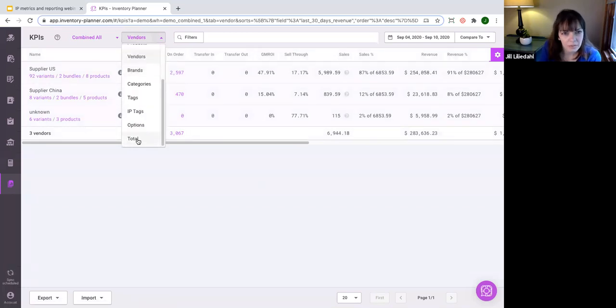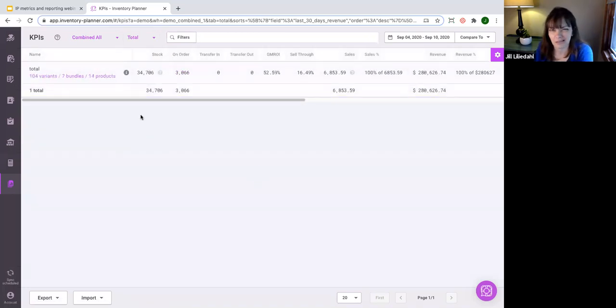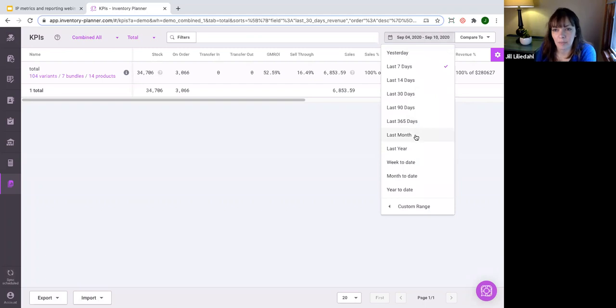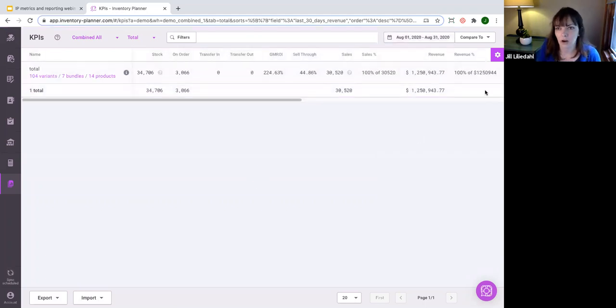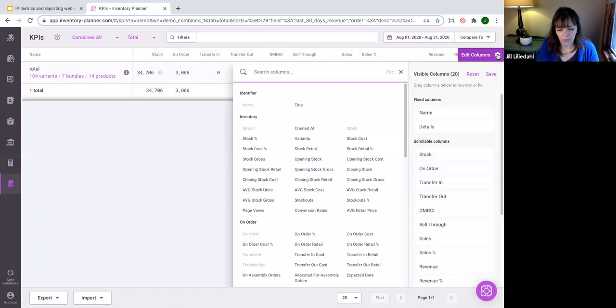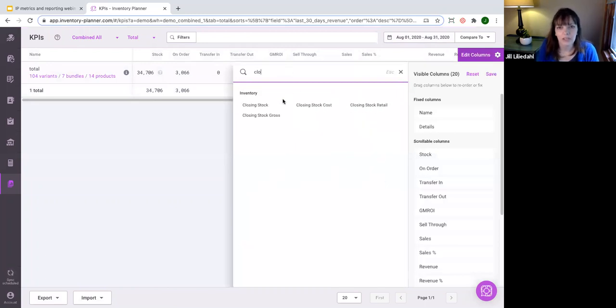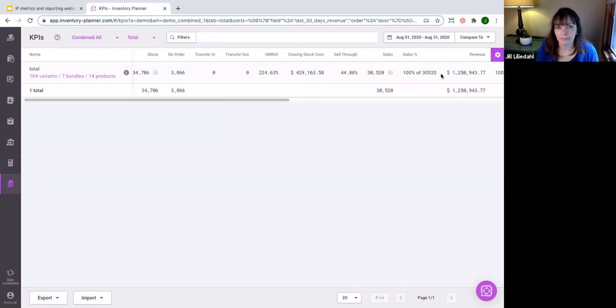I think typically your bookkeeper is going to want this on a total basis, probably not on a category basis. And then we're going to look at last month because they're closing out the books for August right now. And then what we're looking for here is closing stock costs. The closing part of this means it corresponds to the last date of our report here, okay? So similarly, if we added opening stock cost, that would correspond here to August 1st, but we need that closing stock cost. So now I've added that.